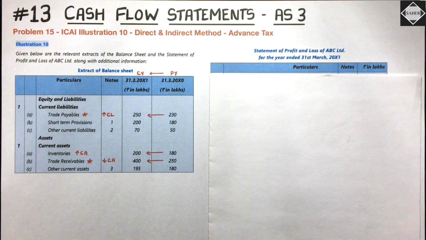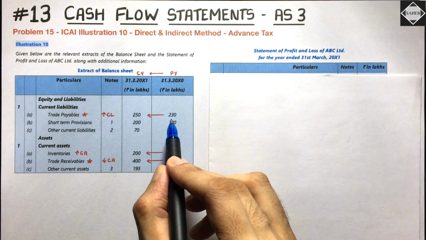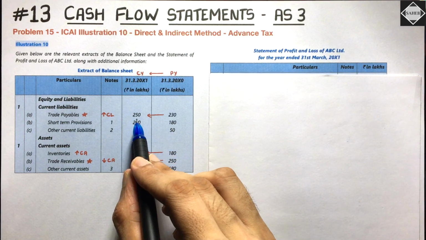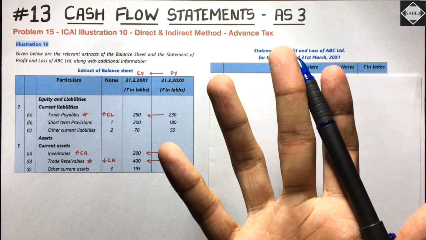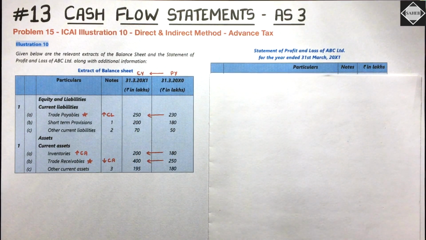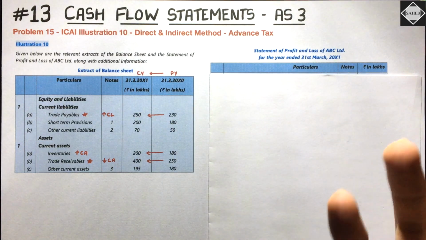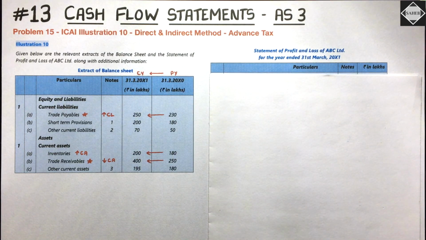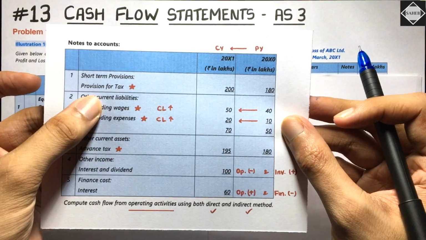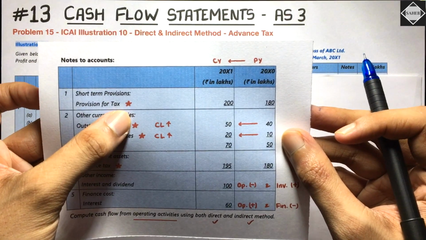Fine. So what is happening to this? From 230 opening balance, it has become 250. Trade payables is increasing. If a current liability increases, we add it in operating activities in working capital changes under the indirect method. Fine, understood. Next, we have short-term provisions. Note number 1. In provisions, what do we have? Mostly we'll have provision for tax. What do we do with provision for tax? Ledger account. Let's star mark it.